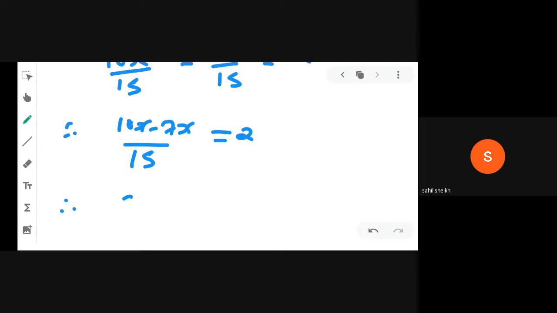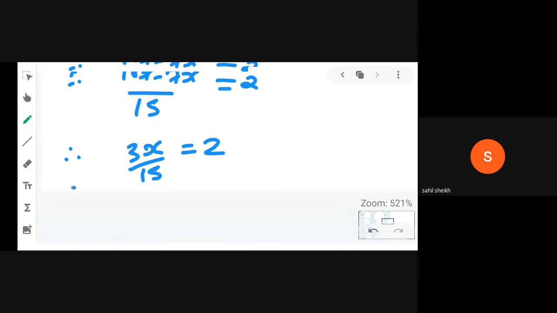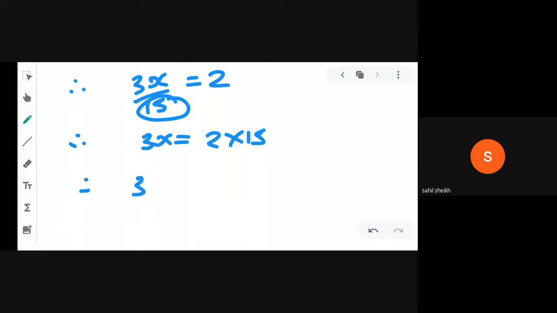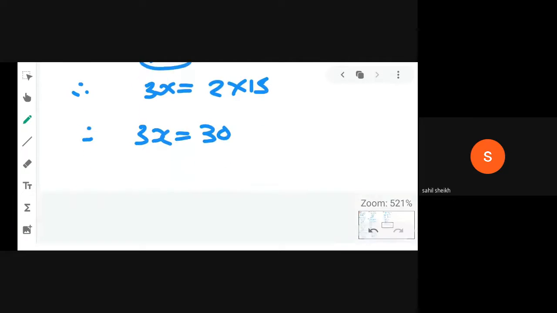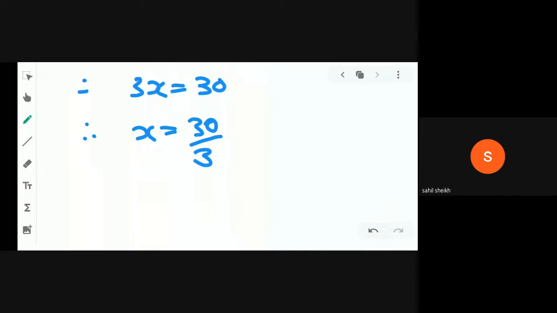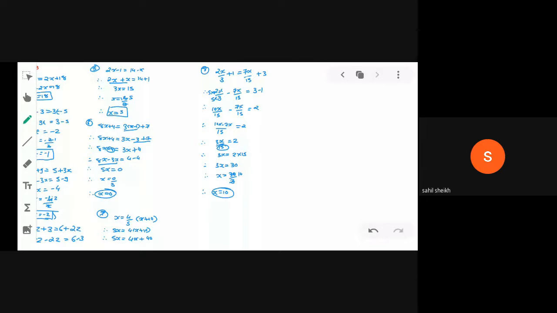10x minus 7x, 3x divided by 15 is equal to 2. 3x is equal to, we are taking 15 to the multiplication. So it becomes 30, 15 2s are 30, right? And we have to find x, and for this we are dividing with 3. So we get 3 tens are 30. x is equal to 10. Clear all of you?